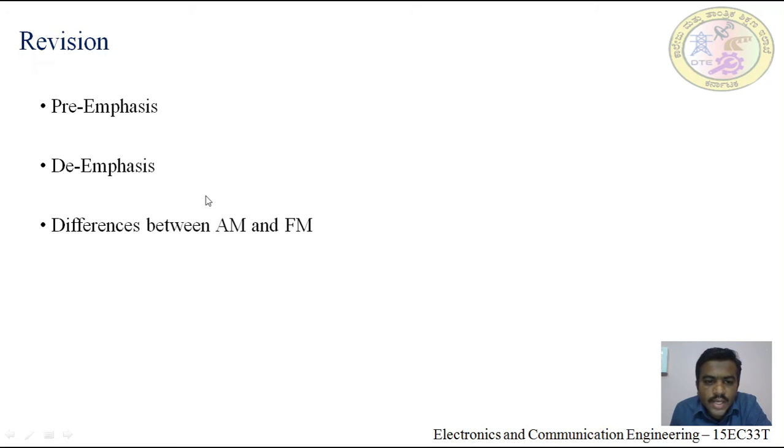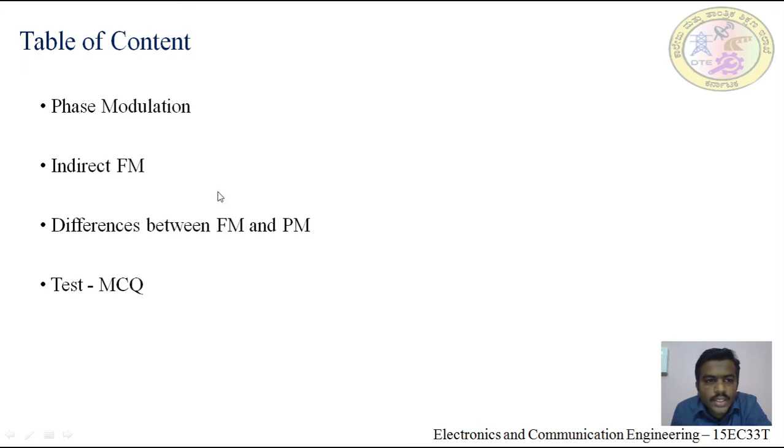The interference and noise is more in amplitude modulation. The interference and noise is less in frequency modulation. The fidelity of the AM receiver is very poor, but the fidelity of the FM receiver is better. The table of contents for this session includes phase modulation, indirect FM, and differences between FM and PM. Finally, we answer some multiple choice questions.